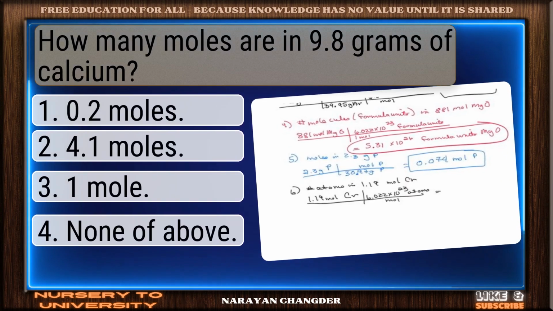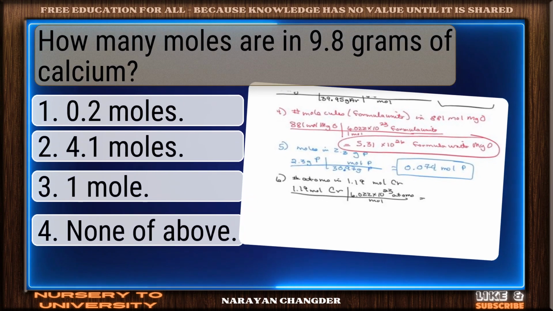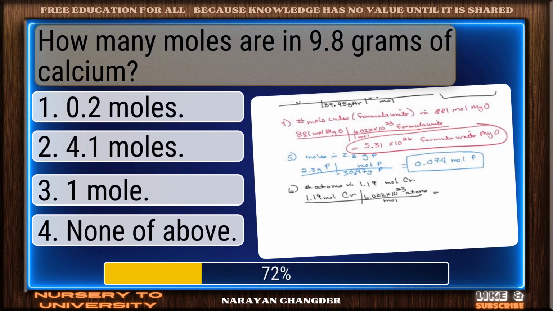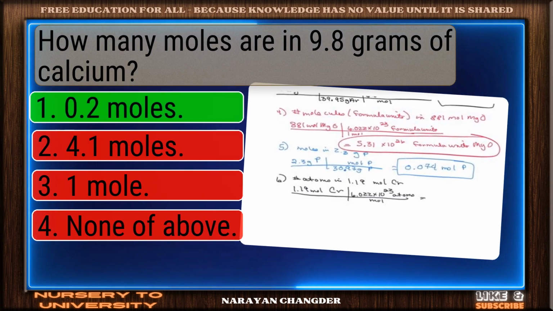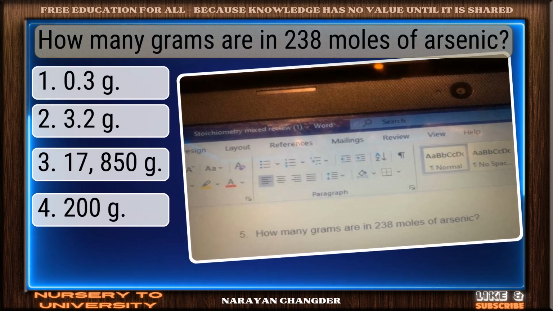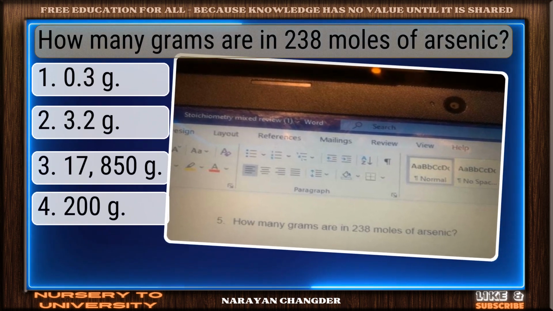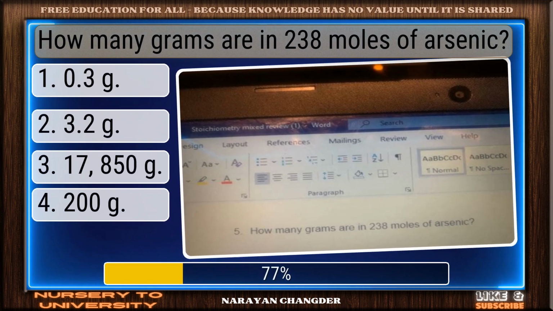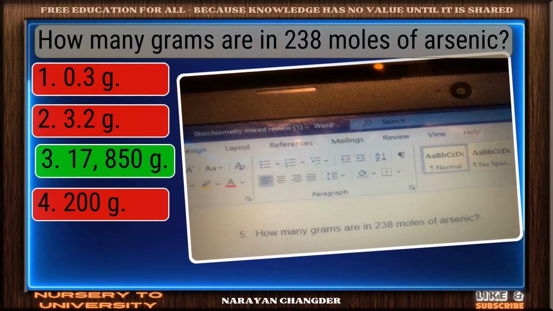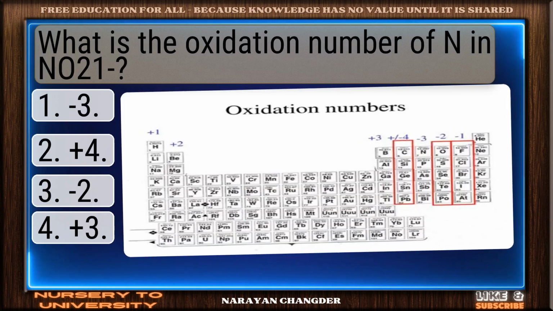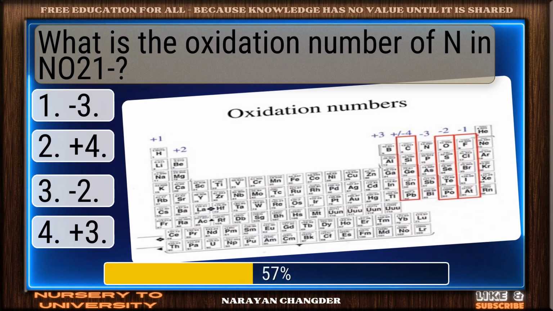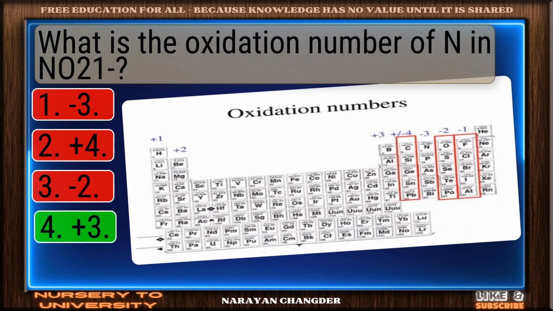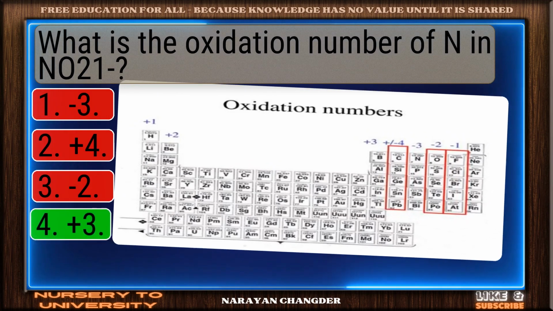How many moles are in 9.8 grams of calcium? Great thinking. 0.2 moles is the right choice. How many grams are in 238 moles of arsenic? Perfect. 17,850 is the correct choice. What is the oxidation number of N in NO2-? Well done. +3 is the right choice.